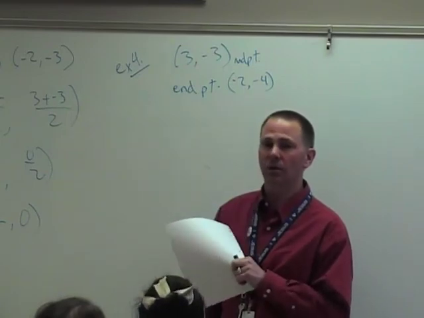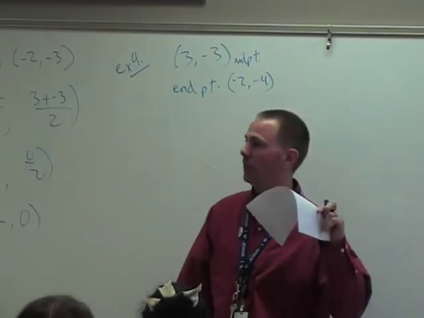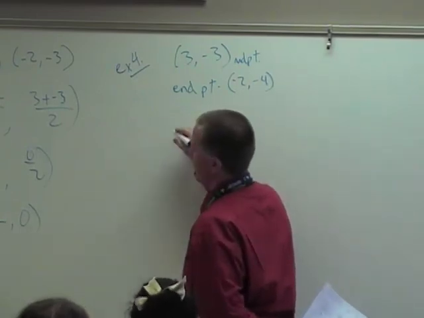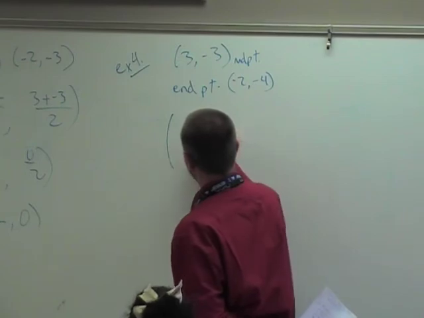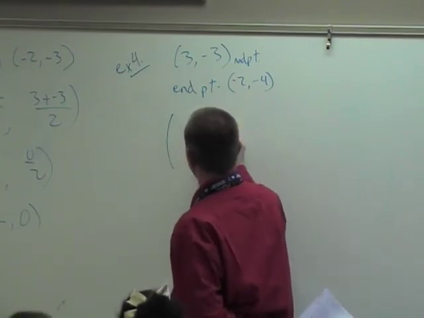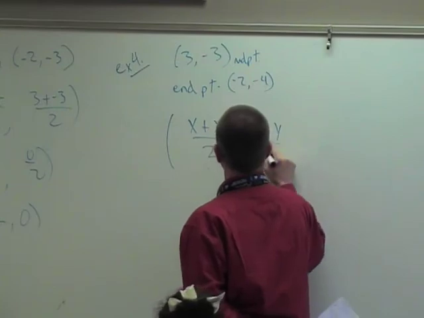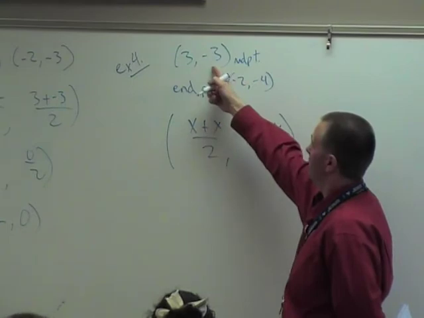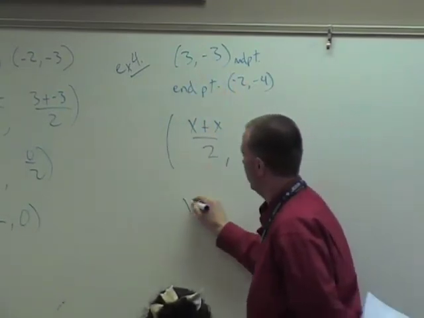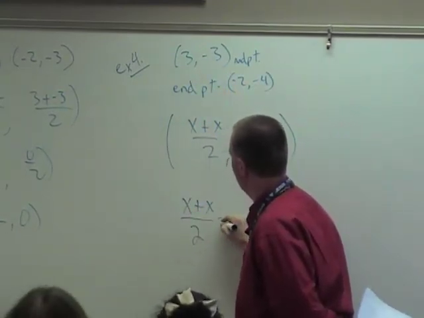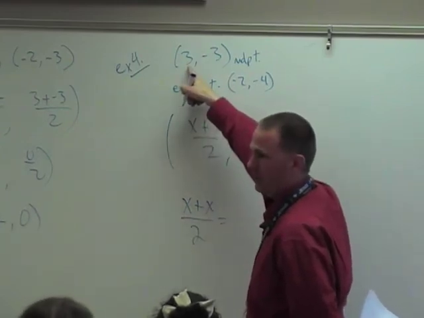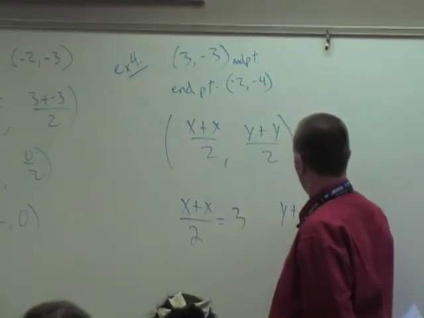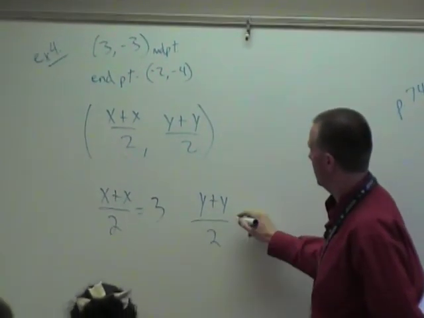Now raise your hand for something. How many people would like to see how this is done? Okay. So what we have is your formula. x plus x over 2 and y plus y over 2. We already know what this is. That's the answer. So x plus x over 2 equals 3. Doesn't it? Yeah. Okay. And y plus y over 2 equals negative 3.